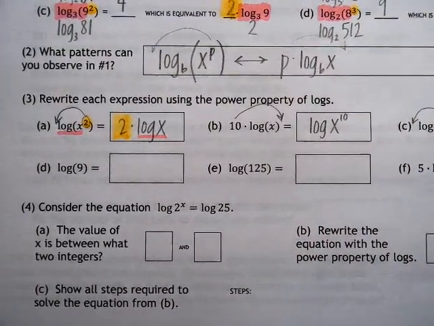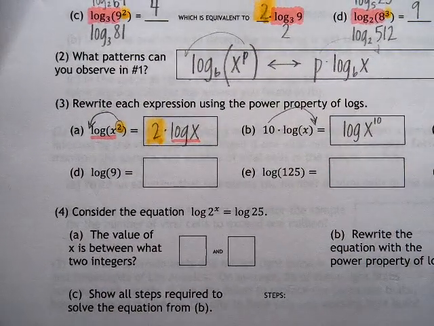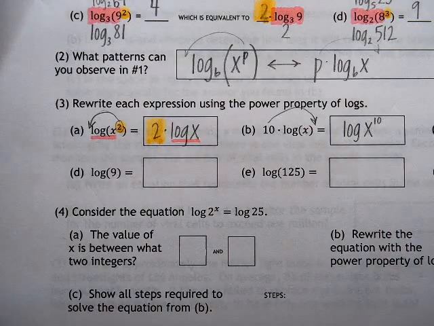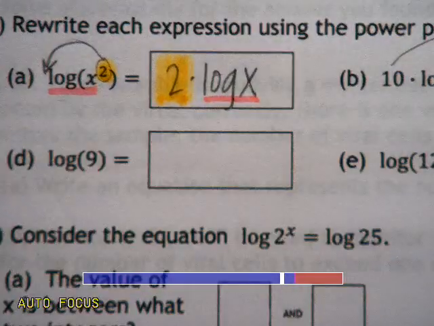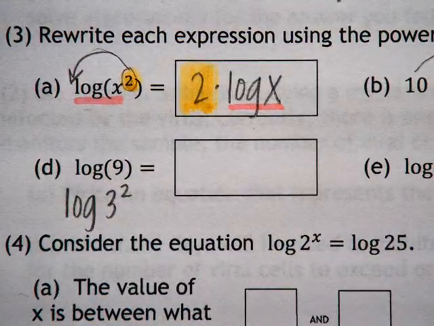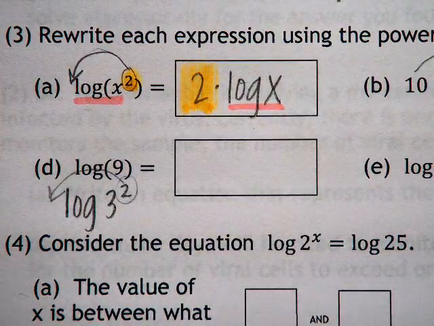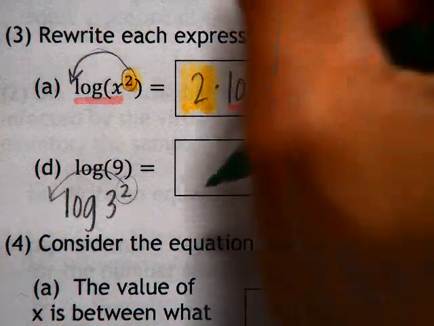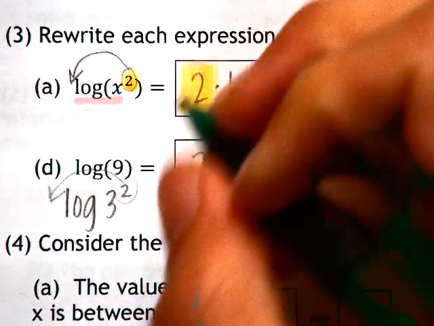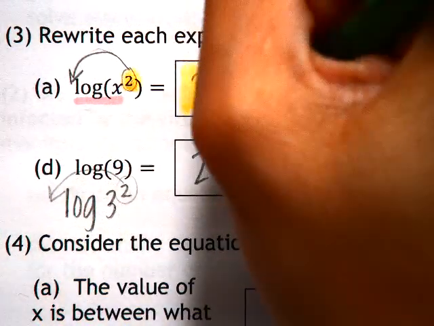If you're looking at letter D and thinking, okay, but wait a minute, Herbert, that one doesn't have a power. What am I supposed to do there? Keep in mind that you can always write the number 9 as something with a power. For instance, we could write 9 as 3 squared. And by writing it with a square, now all of a sudden we can say to ourselves, oh, square. That's the part I can move down in front. There's my exponent. So I can call it 2 times, copy the rest, log 3.